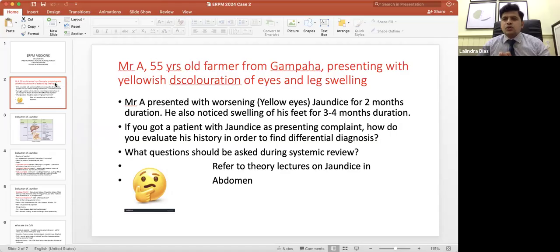So, of course, all this is there in your theory lecture notes, in ERPM theory, and even the clinical component we have this, but this is theoretical stuff. Theoretical stuff also you need to know. That's how you ask questions based on those theory knowledge. So refer to the abdominal lecture notes, where we have done the hepatobiliary system. I have done a nice lecture on jaundice. How to evaluate jaundice? I have put up a nice diagram also. Jaundice is a separate topic that I have done. So you can go through your previous theory lecture notes and see how I have evaluated jaundice.